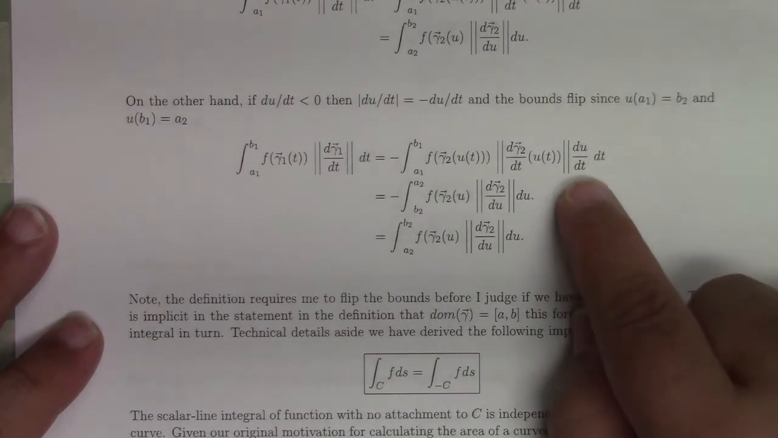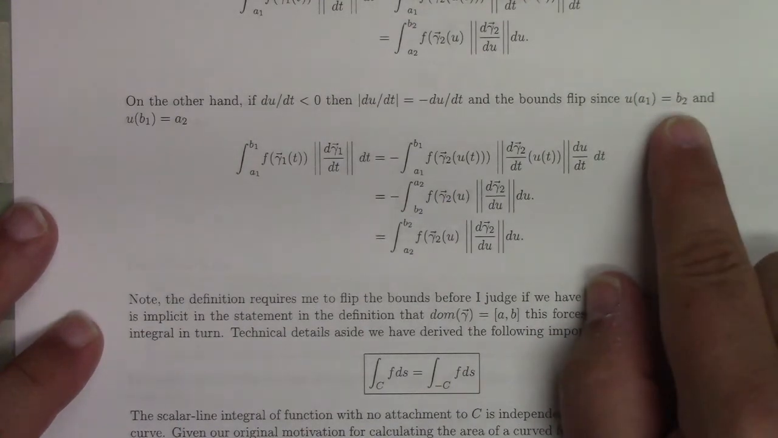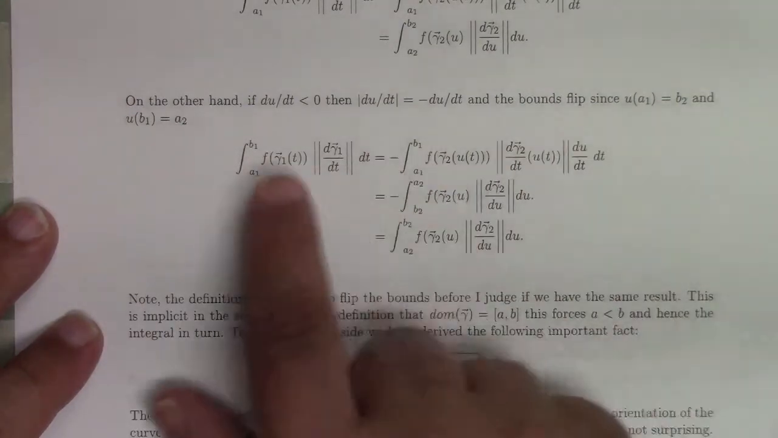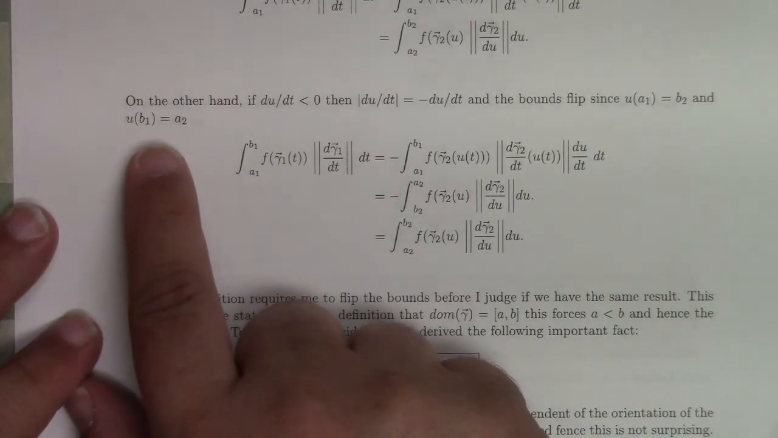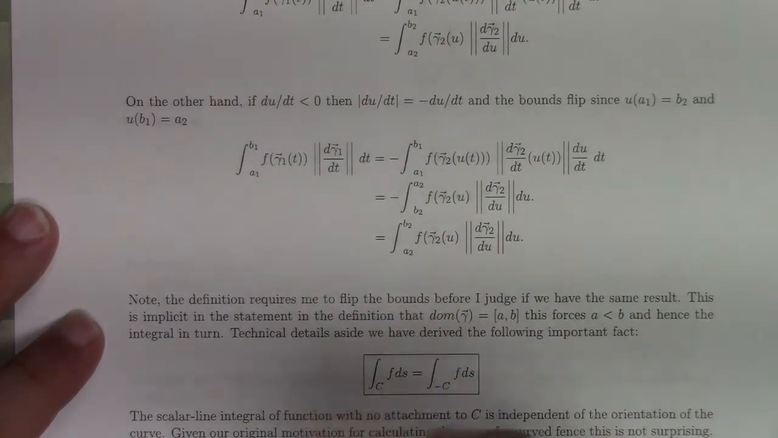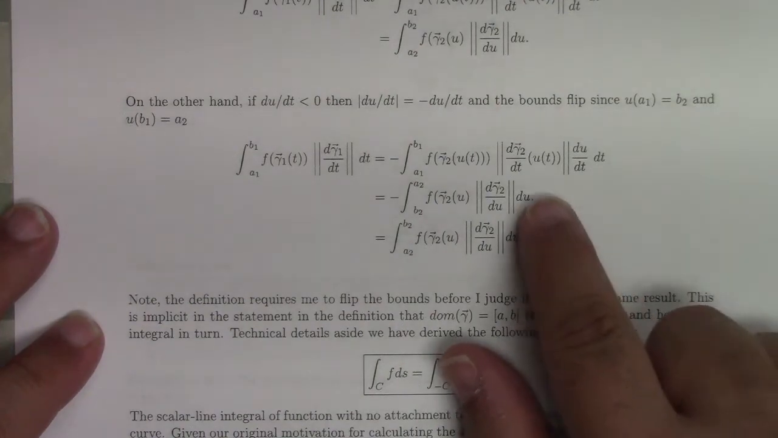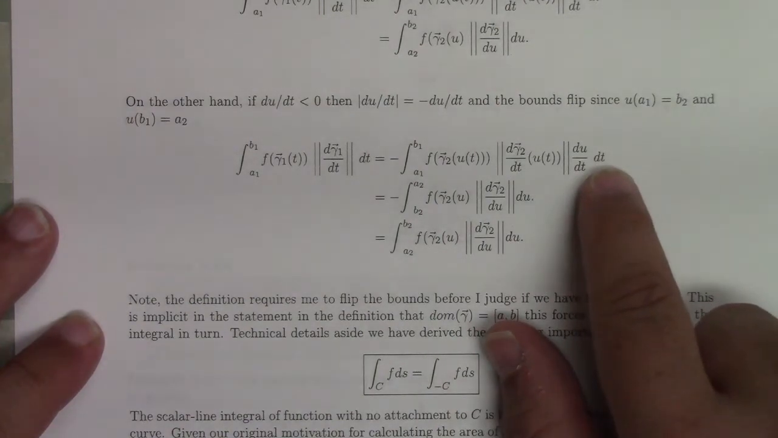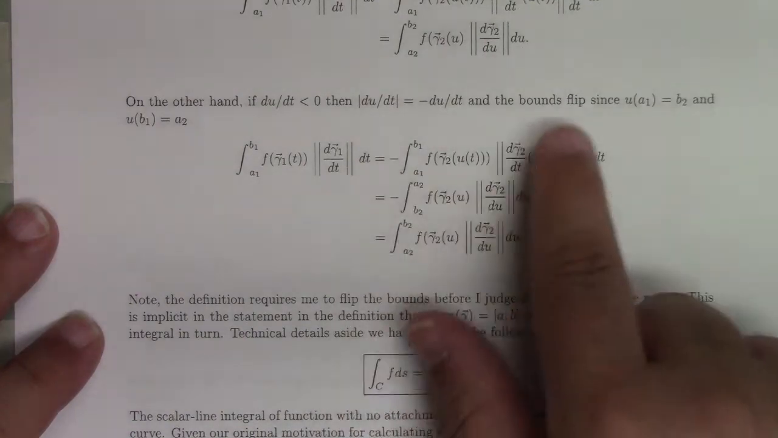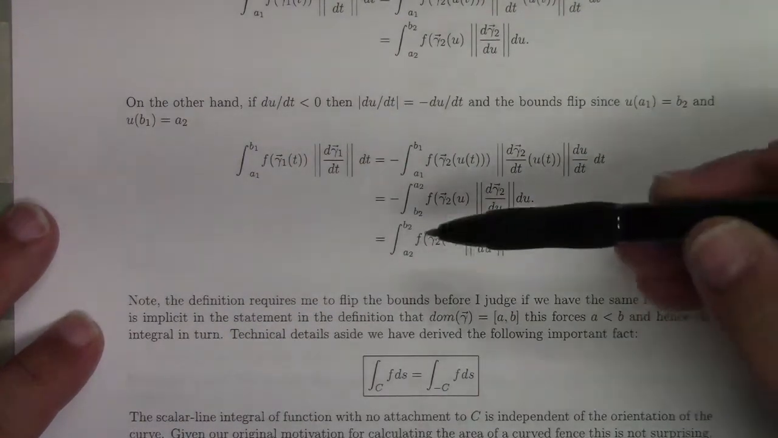So the minus, because that's negative. So u of a1 is b2, and u of b1 is a2. U of a1 is b2. U of b1 is a2. Because they flip the bounds. And so when I make the u substitution, that means a1 goes to b2, and b1 goes to a2, like I have. That's good.